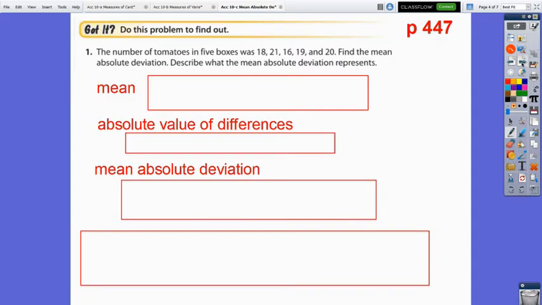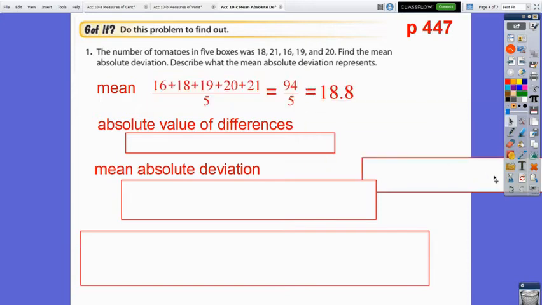Okay, all right. So here's an example to do, which we can kind of go through together. 5 boxes of tomatoes have 18, 21, 16, 19, and 20 tomatoes in them. What is the mean absolute deviation, and then what does it mean? What does it represent in this situation? So first, calculate the mean for these 5 boxes of tomatoes. What is the average for these 5 boxes of tomatoes? 18.8 is what you get. Add them all up, divide by 5.